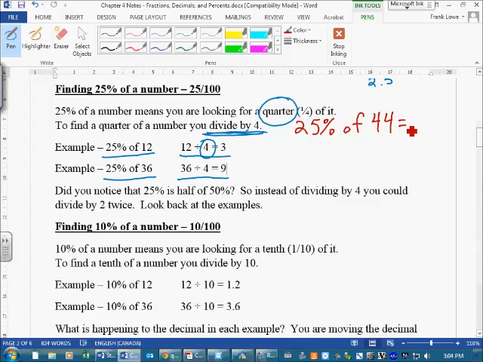Okay, so you're going to divide 44 by 4. You should get 11. Okay, let's go 25% of, let's go 36. Give you a second here. You should get 9. And let's do one more.